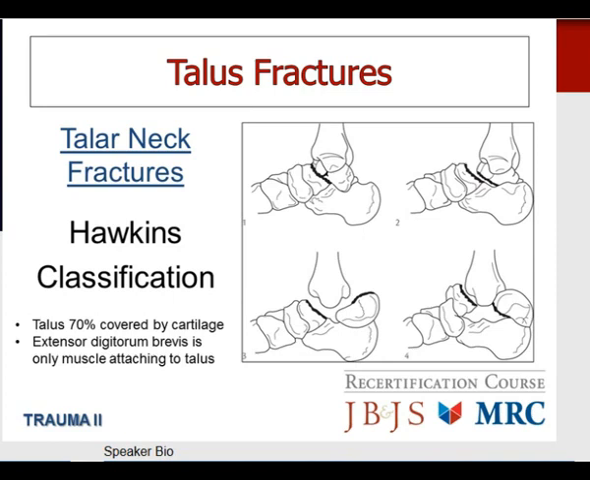A type 1 fracture is a non-displaced fracture. A type 2 is a displaced fracture involving the subtalar joint. A type 3 is a displaced fracture involving both the subtalar as well as the tibiotalar joints. And a type 4 is a completely displaced fracture where there's involvement of the subtalar, tibiotalar, and talonavicular articulations.